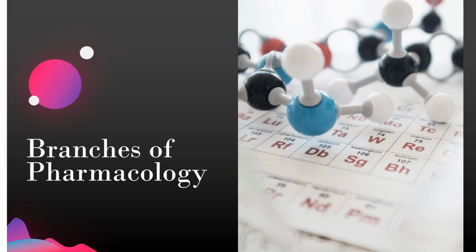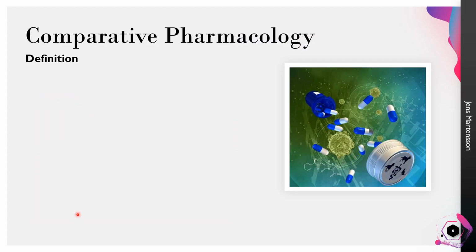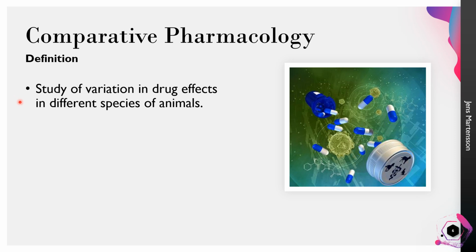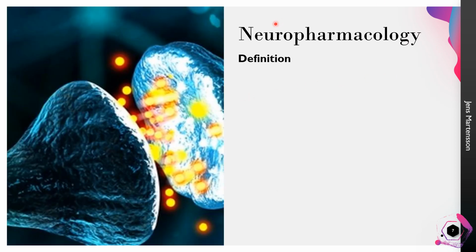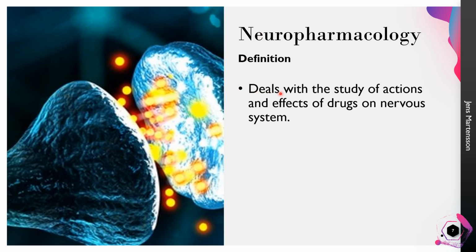There are different branches of pharmacology. The first branch that we are going to define is comparative pharmacology. Comparative pharmacology is a study of the variation in drug effects in different species of animals. We also have neuropharmacology. Neuropharmacology is a branch of pharmacology that deals with the study of the actions and effects of drugs on the nervous system.